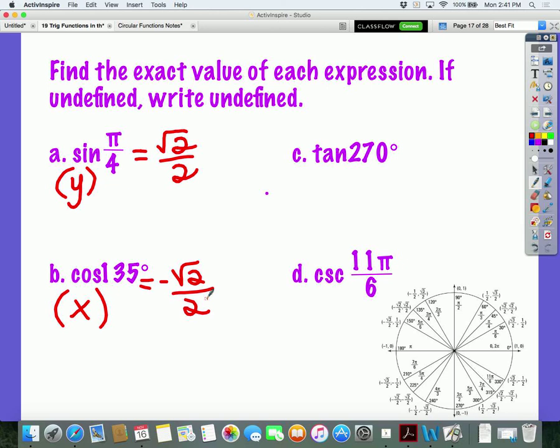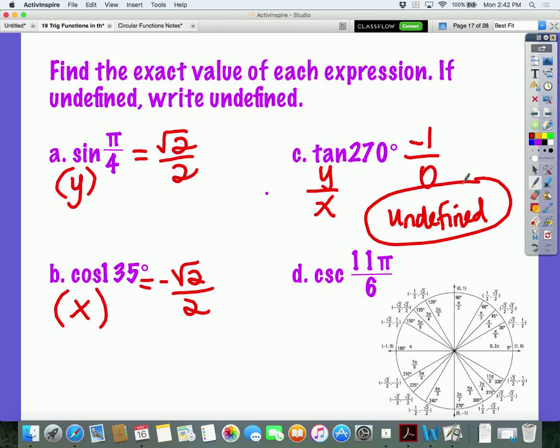Okay? Here we go. The tangent. Say again? Y over x. I'm doing a fraction here. What is the y coordinate of 270? -1. What's the x coordinate? 0. So -1 over 0 is undefined, so we write undefined. So that means that the tangent of 270 is undefined.